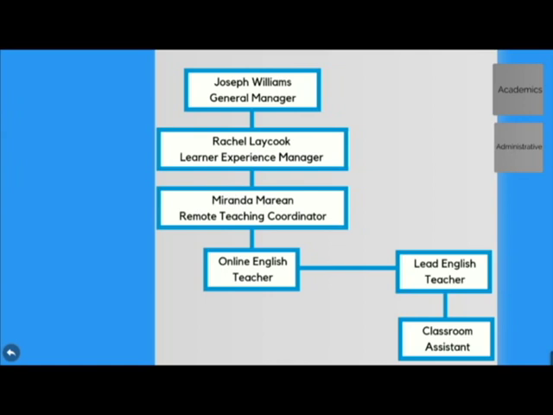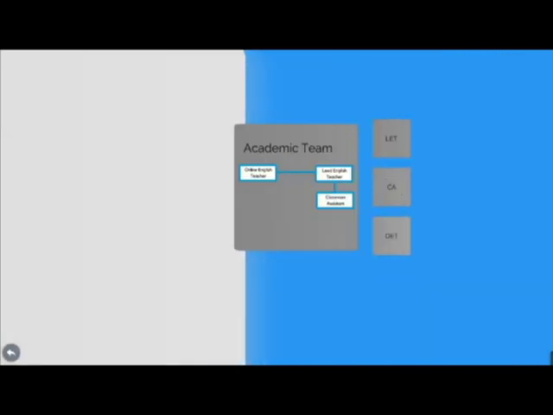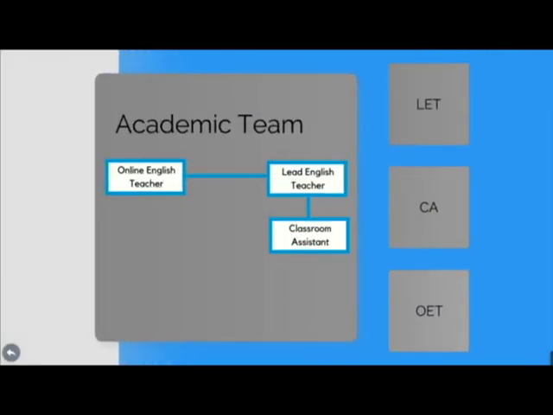These three members are part of the OEP administrative team. The other team is the academic team. This consists of the lead English teacher, the online English teacher, and the classroom assistant. Let's take a look at the academic team first. Everyone in the academic team coordinates on a day-to-day basis to make sure that OEP classes run smoothly and effectively. Let's start with the lead English teacher.